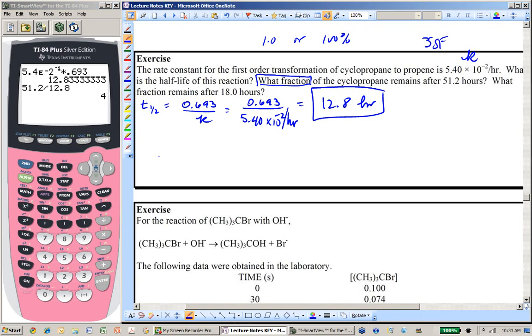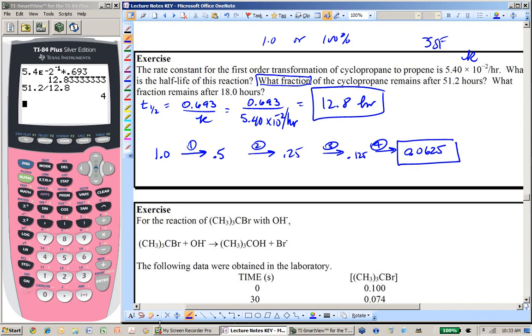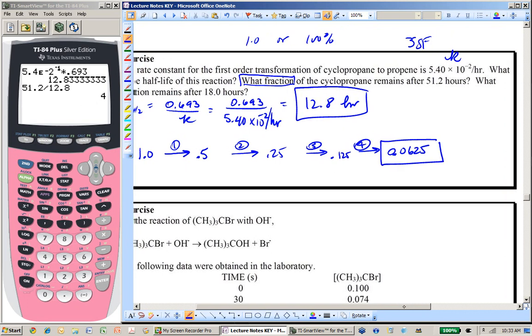So if we start with 1.0, we go through 1, 2, 3, 4 half-lives. 1 half-life, 2 half-lives, 3 half-lives, 4. Then doesn't this become 0.5, 0.25, 0.125, think harder, 0.0625, and we're there. So what fraction remains? I'll put the 0 in front as a placeholder for good form. There you go. That's the fraction that remains after 51.2 hours.